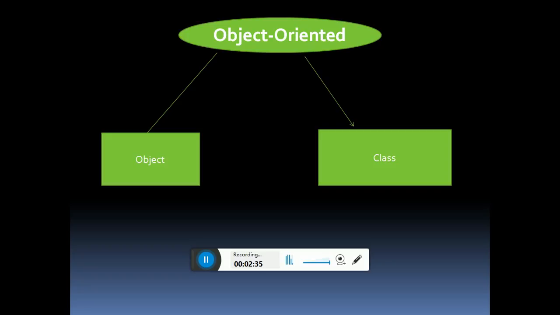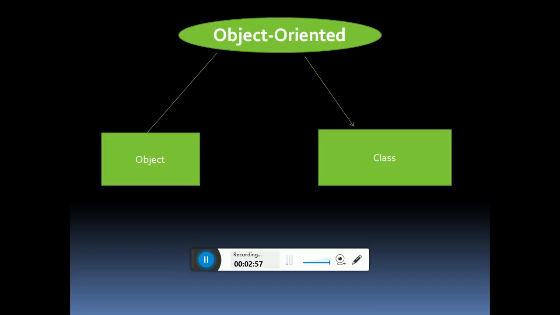And next one is class. A class is a collection of common properties and common actions of group of objects. A class can be considered as a plan or a model or a blueprint for creating the object. For every class, we can create any number of objects, and without a class, object cannot be created.